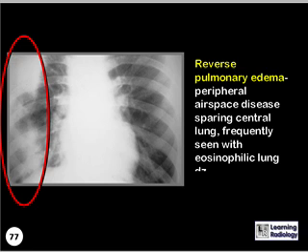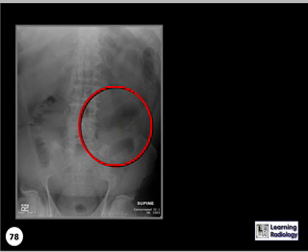This is reverse pulmonary edema, in which there is peripheral airspace disease that spares the central portion of the lung, frequently seen with eosinophilic lung disease, as in this patient with Löffler syndrome. What sign is shown here?